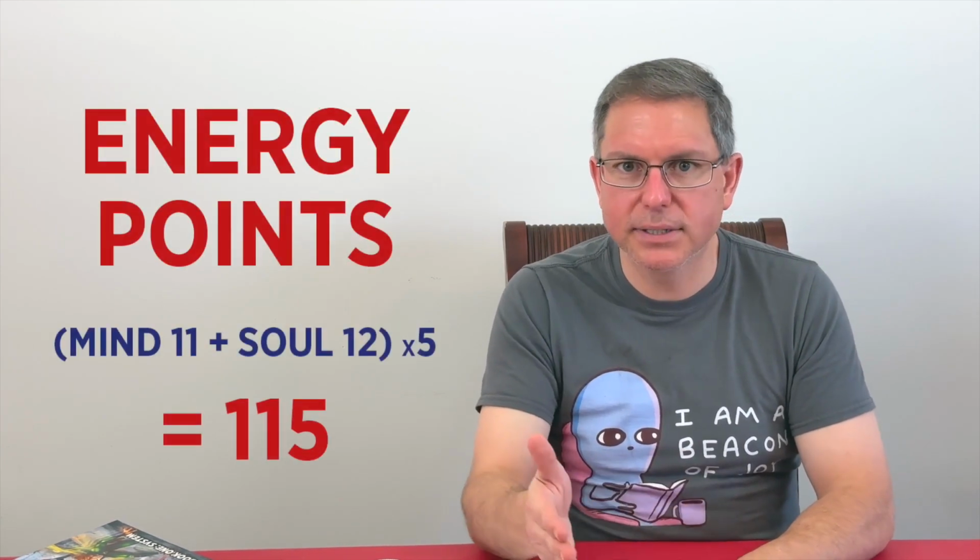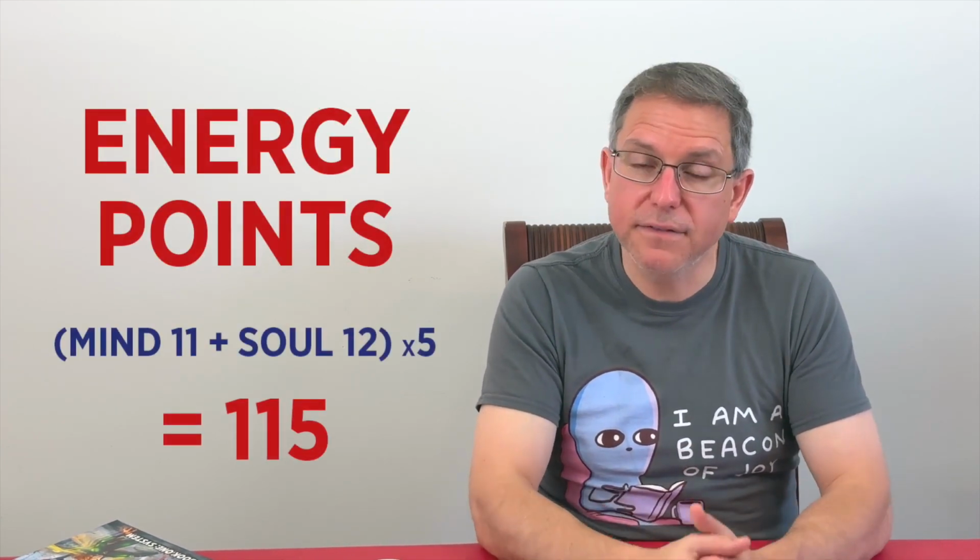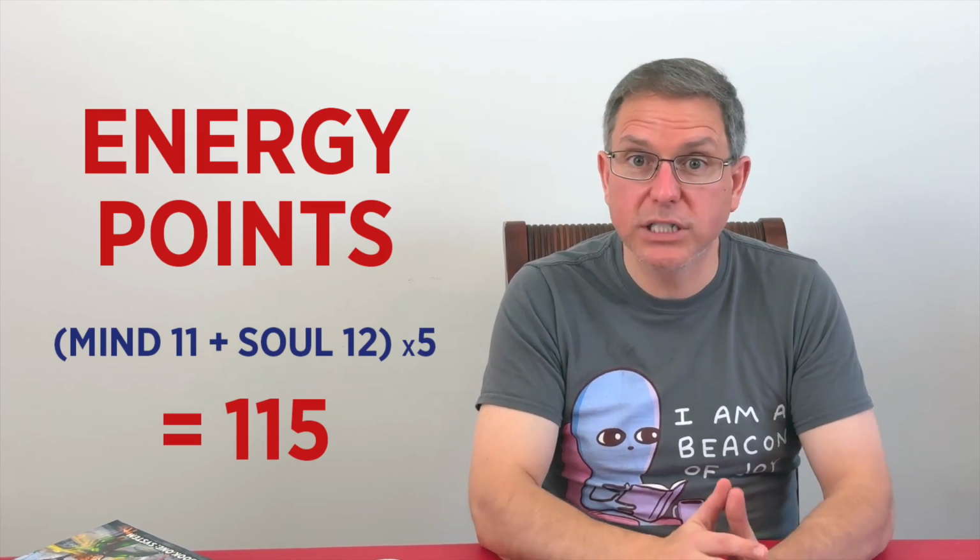And then we look at the energy points, which may not come into play for Caliburn. He doesn't have anything based on energy, but every character would have energy points, whether you use them or not. It's just a derived value, and that is your mind plus soul multiplied by 5. He has 12 plus the 11, plus 12, multiplied by 5. So he has energy points of 115.